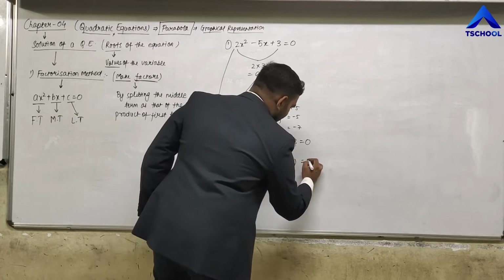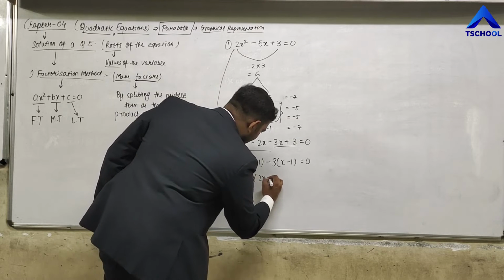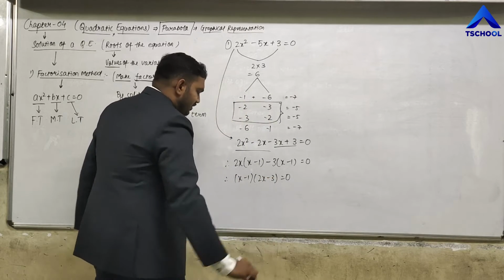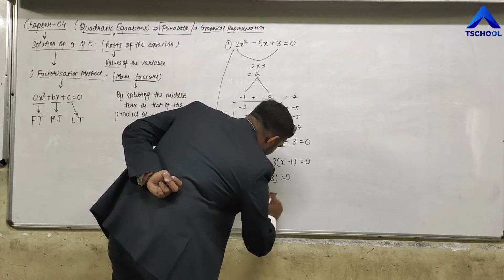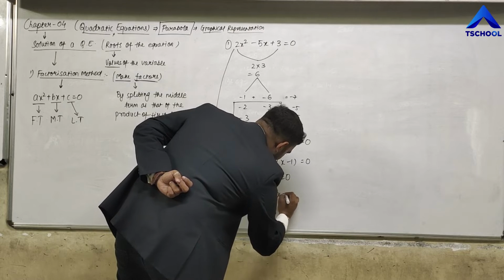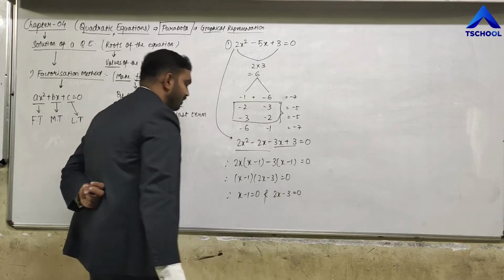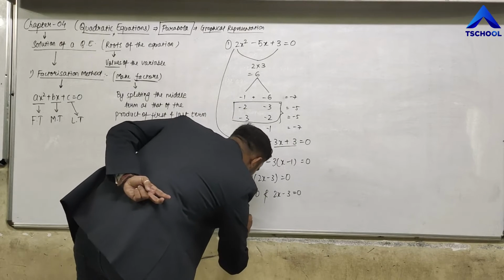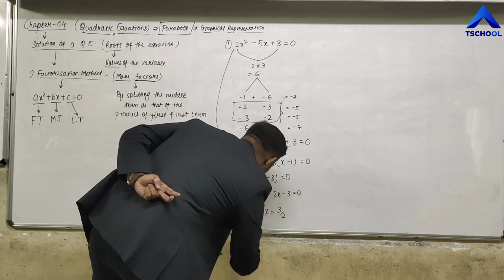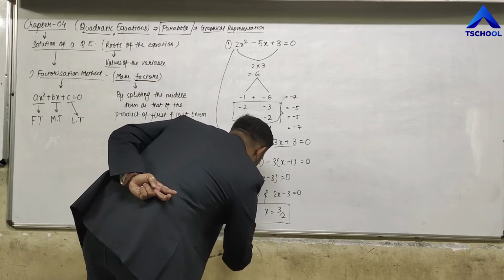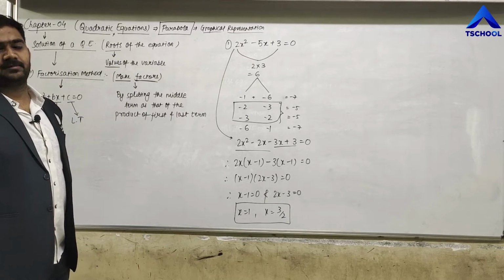So this is equal to 0 now. Therefore the common factor: x minus 1 into 2x minus 3 equal to 0, and hence you can say that x minus 1 equals 0 or 2x minus 3 equals 0. That means either x equals 1 or x equals 3 by 2. So both of these are the values of x for us.